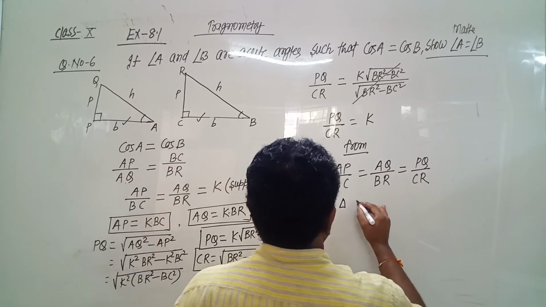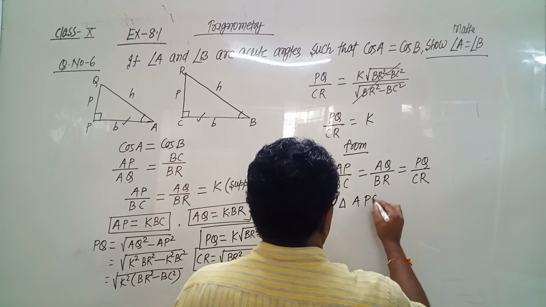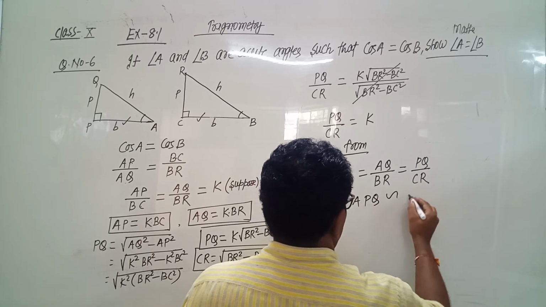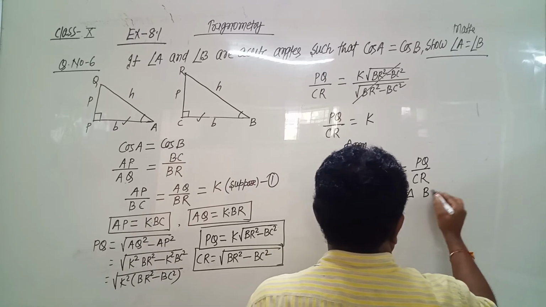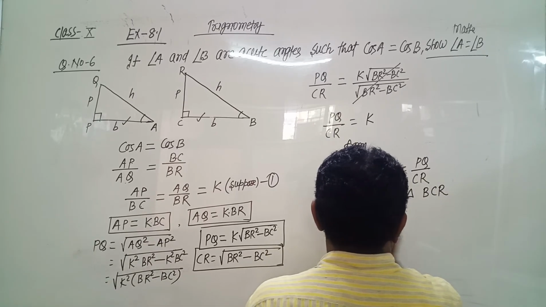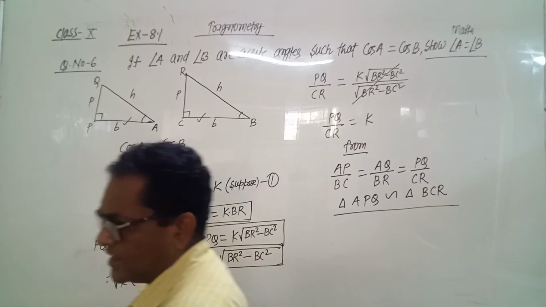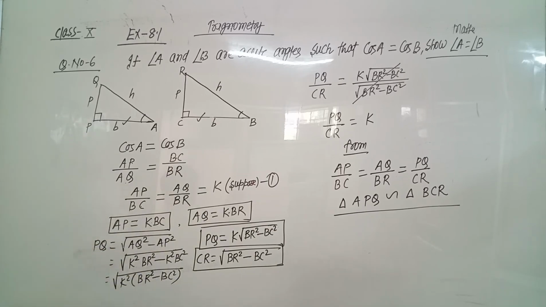Triangle APQ is similar to triangle BCR. This is the concept of similar triangle. In similar triangle, the ratio of the sides of the triangles are equal.